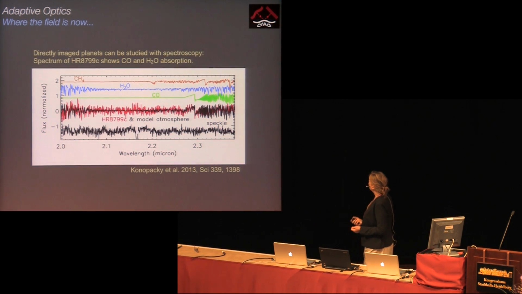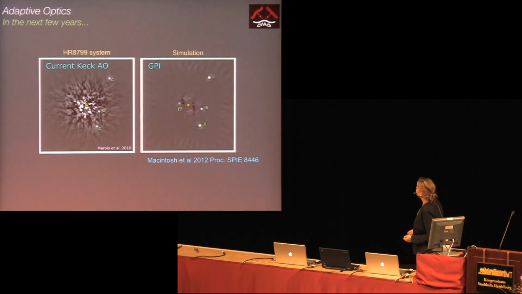Once you finally see the image of the planet separated out, you can begin to study the planet's atmospheres. And here's a spectrum of HR 8799c, where carbon monoxide and H2O absorption were found. In the next few years, in fact, in the next few months, GPI will be commissioned around Gemini South.